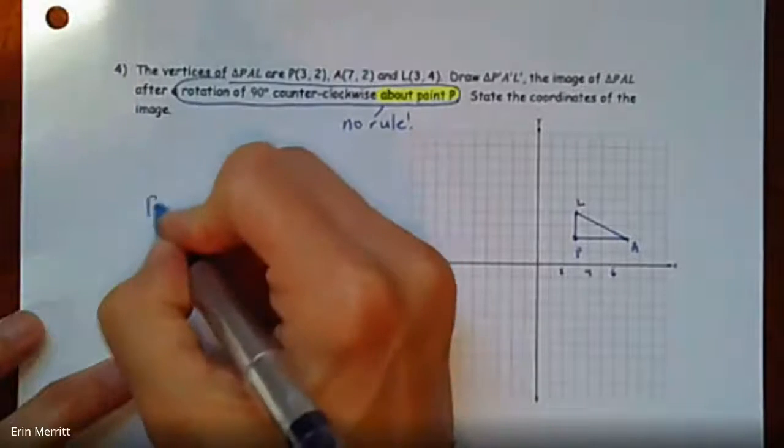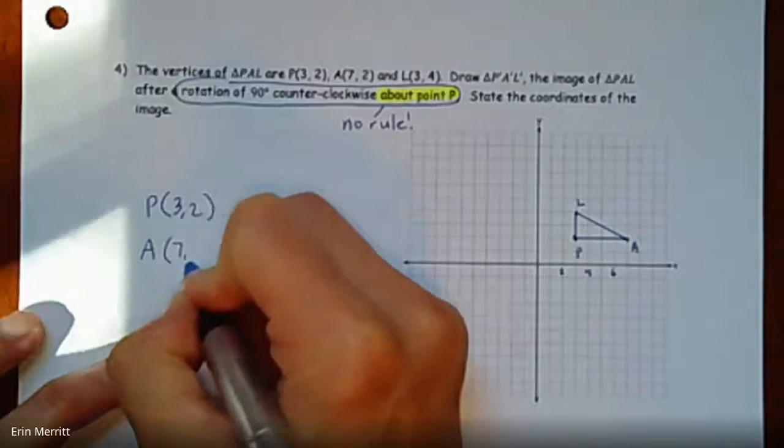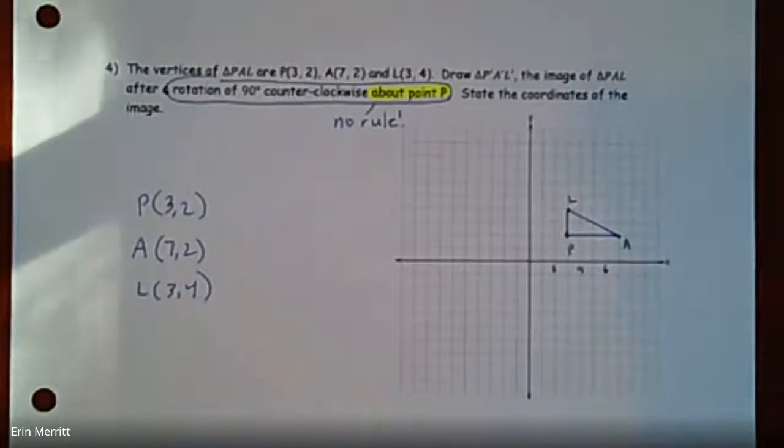So a couple things. Let's just write the points down first. So P is 3, 2. A is 7, 2. L is 3, 4. Okay. So now P is going to become the center of rotation.